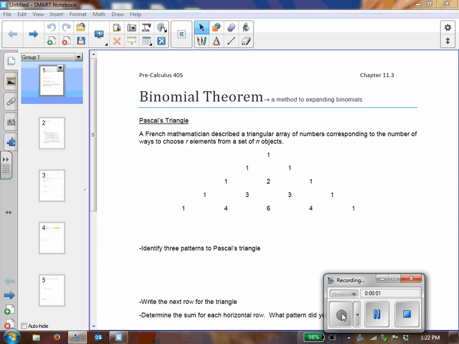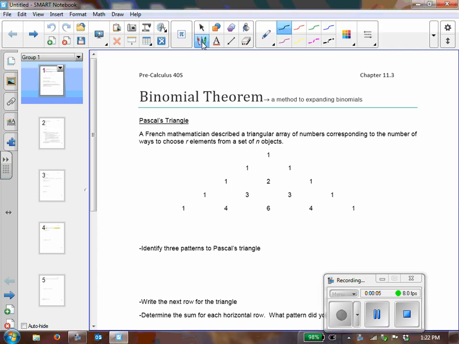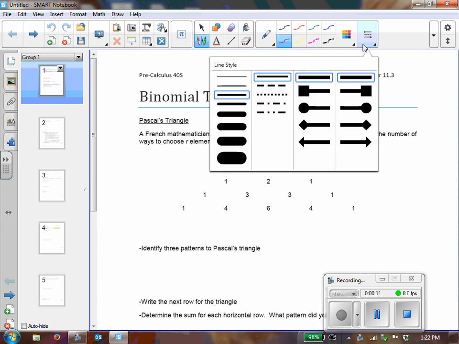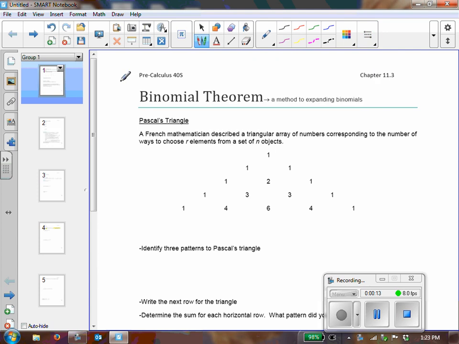The last lesson. All right, this is it, the binomial theorem. Pascal's triangle, hi. Last lesson. It's 5 pages. We're going to need a little bit of focus to get through it.